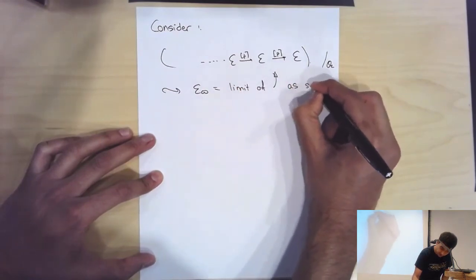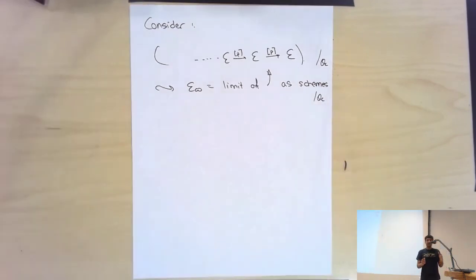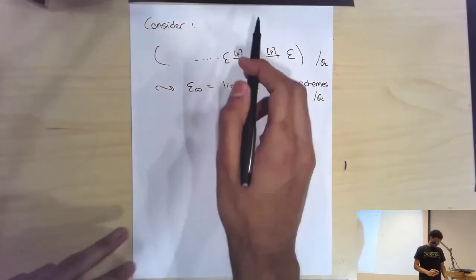And I don't want to do anything fancy, so I just work in the world of schemes over O_C. This makes sense. Every time you have a tower of schemes where the transition maps are finite, you can just compute the inverse limit in the obvious way. On the affine charts, you take the direct limit of the coordinate rings, and that works out. So E infinity is going to be this object.